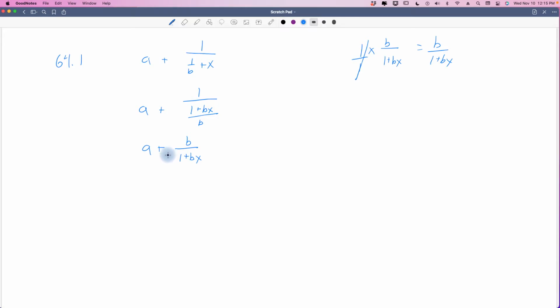Now we're going to simplify and make this have a common denominator. The common denominator is going to be 1 plus bx. Since this is over 1, we multiply this whole thing by 1 plus bx. So we get a times 1 plus bx plus b, all over 1 plus bx. Easy peasy. That's the answer.